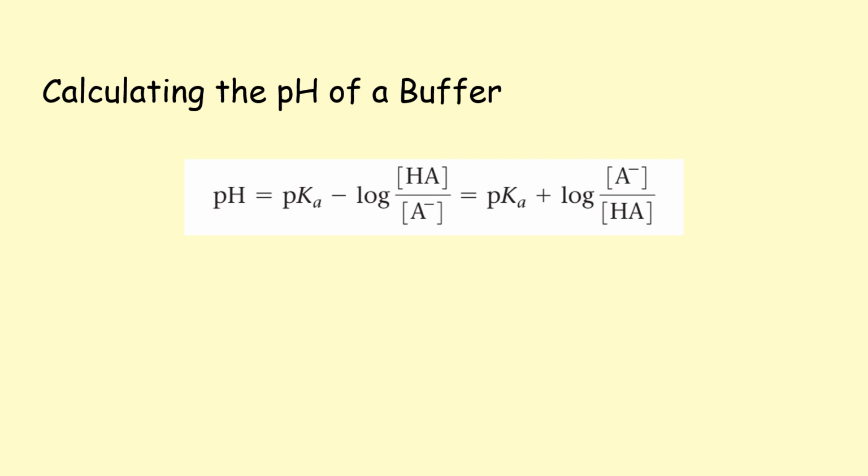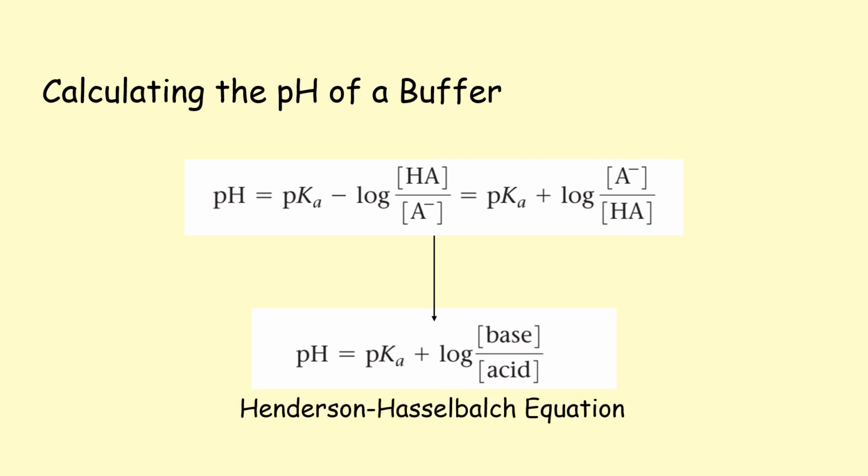Now, if we modify that equation, then the pH of a buffer is equivalent to pKa plus log of the ratio of your conjugate base over your weak acid. Or we can simply write pH equals pKa plus log of the ratio of your base over your acid. Hence, we call this equation the Henderson-Hasselbalch equation. We will be discussing more of the calculations of the pH of a buffer in the next video.